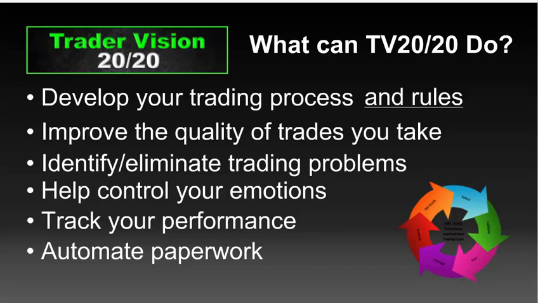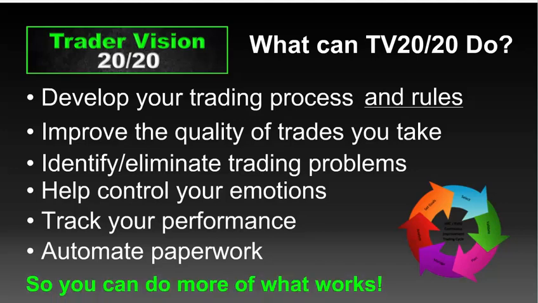The idea, or one of the ideas behind Trader Vision, is to automate all of that so that it's easy to slice and dice your performance. It's easy to go back and see what you were thinking a year ago. It's easy to see what sort of mistakes you made on trades 6 months or a year or 2 years ago, so that you can see what you're doing to progress and identify those problems that are systematic. The whole idea is that you can do more of what works for you and less of what doesn't.